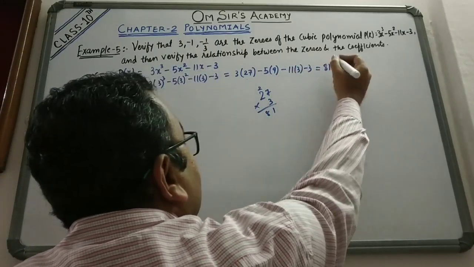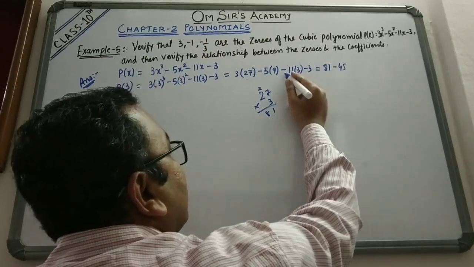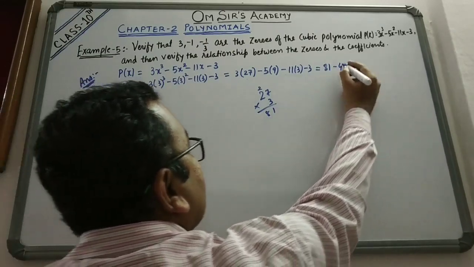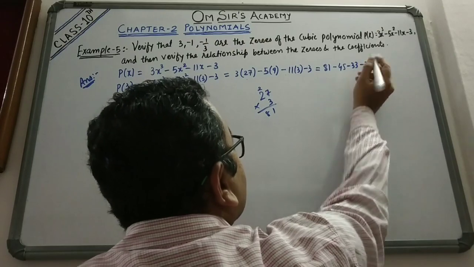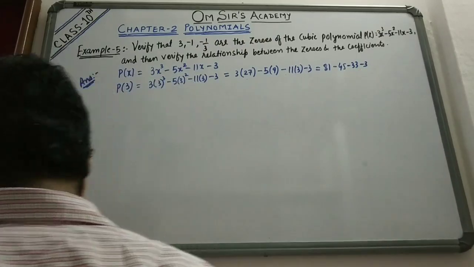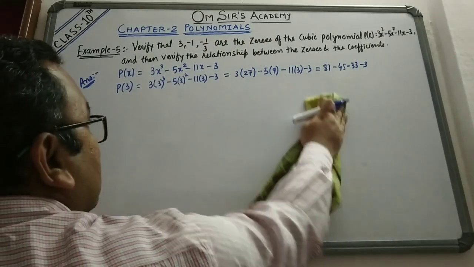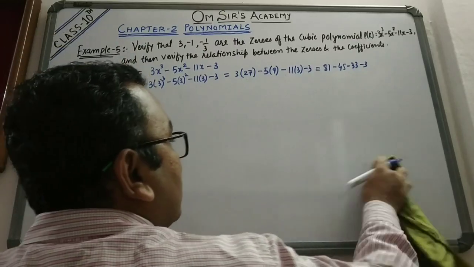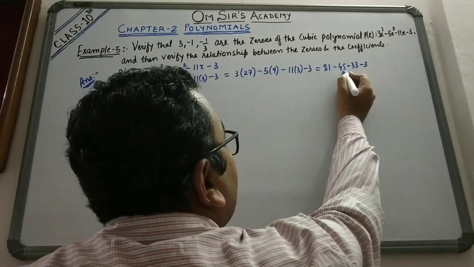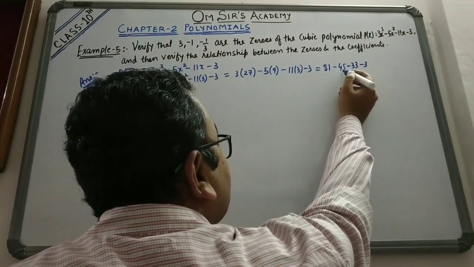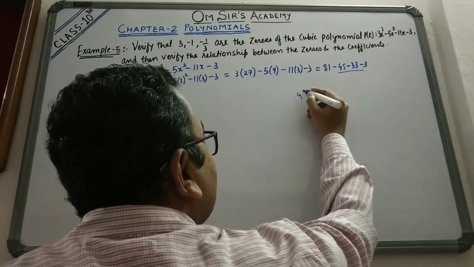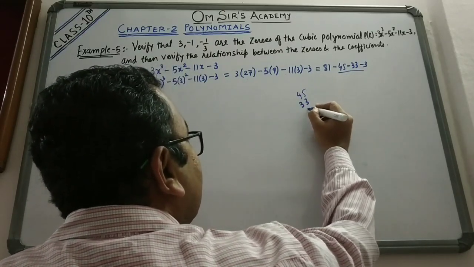81 minus 5 9s are 45, minus 11 3s are 33, and minus 3. Okay friends, so now what I have to do is 81 minus 45 minus 33 minus 3. These 3 are minus, so let us add these 3: 45 plus 33 plus 3.